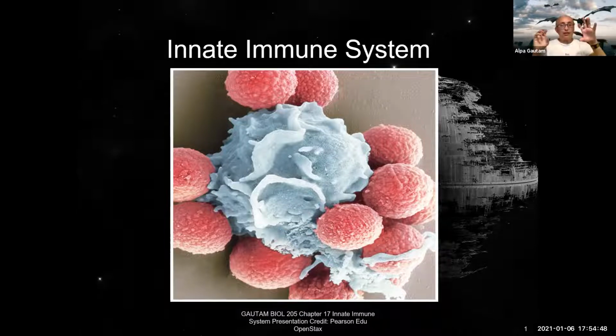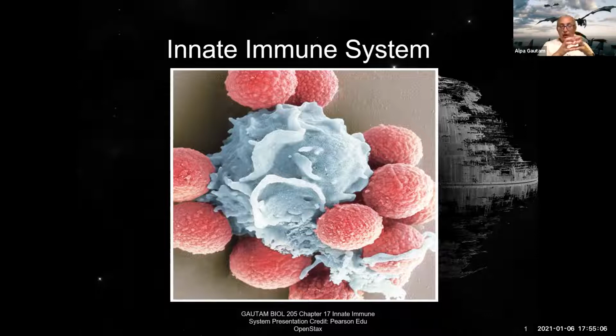Also, you should know that the innate immune system and the adaptive immune system both interact with each other, right? So the innate immune system will stimulate the adaptive immune system, and then the adaptive immune system will then stimulate the innate immune system. Okay, so they interact with each other.